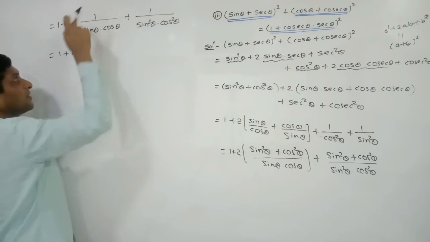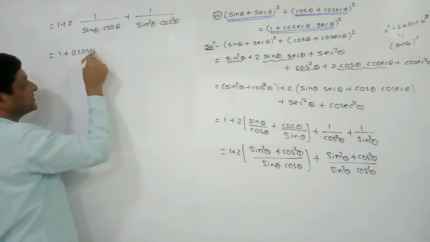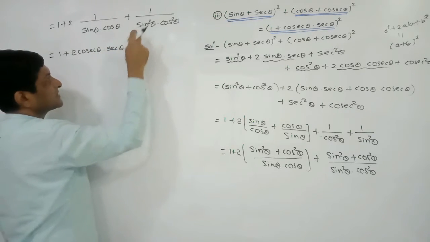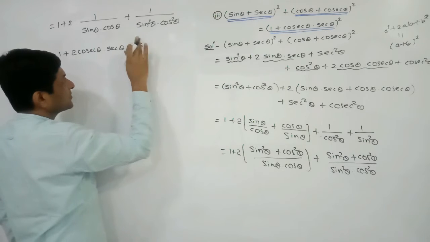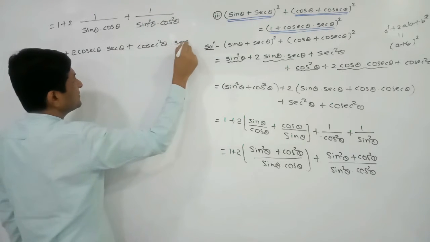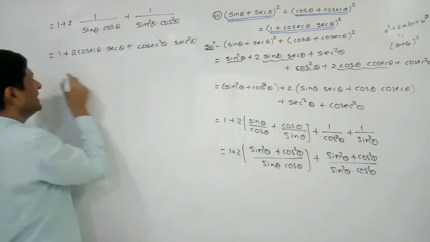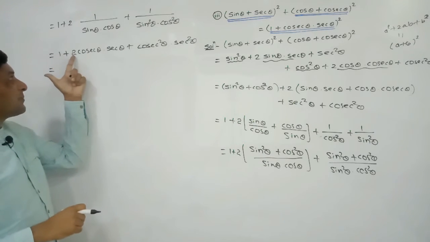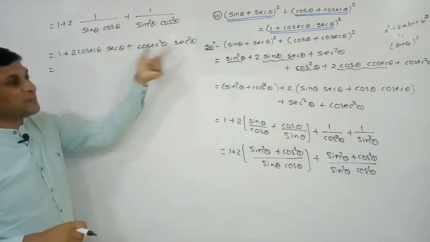What is the reciprocal of sin? It will be equal to cosec theta. Reciprocal of cos is what? Sec theta, plus again reciprocal of sin square is what? Cosec square theta, and reciprocal of cos square is what? Sec square theta. And if you observe this expression, check whether it is in the form of a square plus 2ab plus b square. Yes.